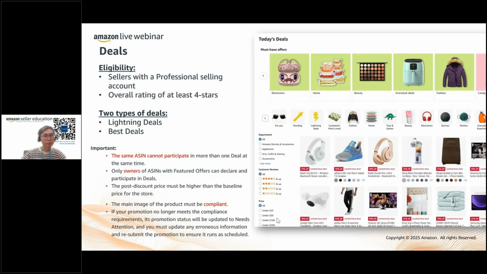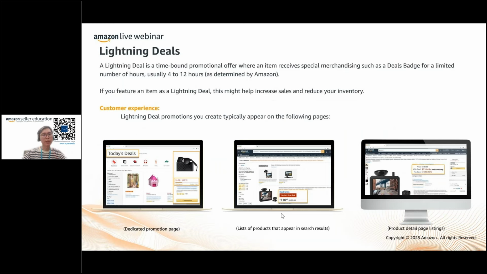Other than that, the rest you have to make sure of is, as usual, that all your product images are compliant, etc., before your deals go live. That is a given. Now the difference is that a lightning deal, like the name says, is a time-bound promotion. You get a deals badge, like a logo that appears, and it's usually limited to a number of hours, either 4 or 12, as determined by Amazon.